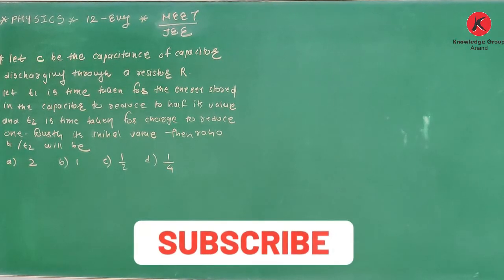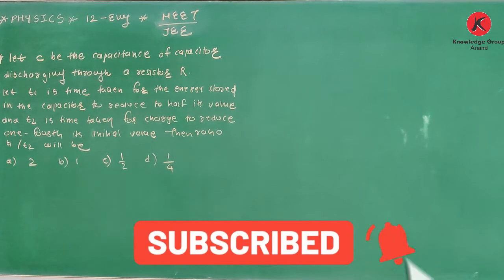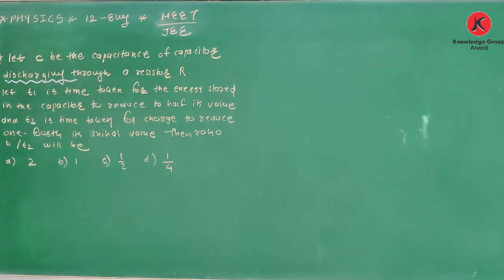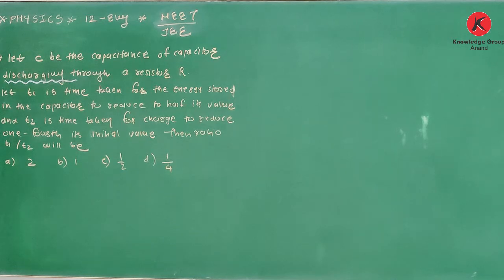Now we will see one question based on RC circuit. Let C be the capacitance of a capacitor discharging through a resistor R. Let T1 be the time taken for the energy stored in the capacitor to reduce to half its value, and T2 the time taken for the charge to reduce to 1/4 its initial value. Then the ratio T1 upon T2 will be?